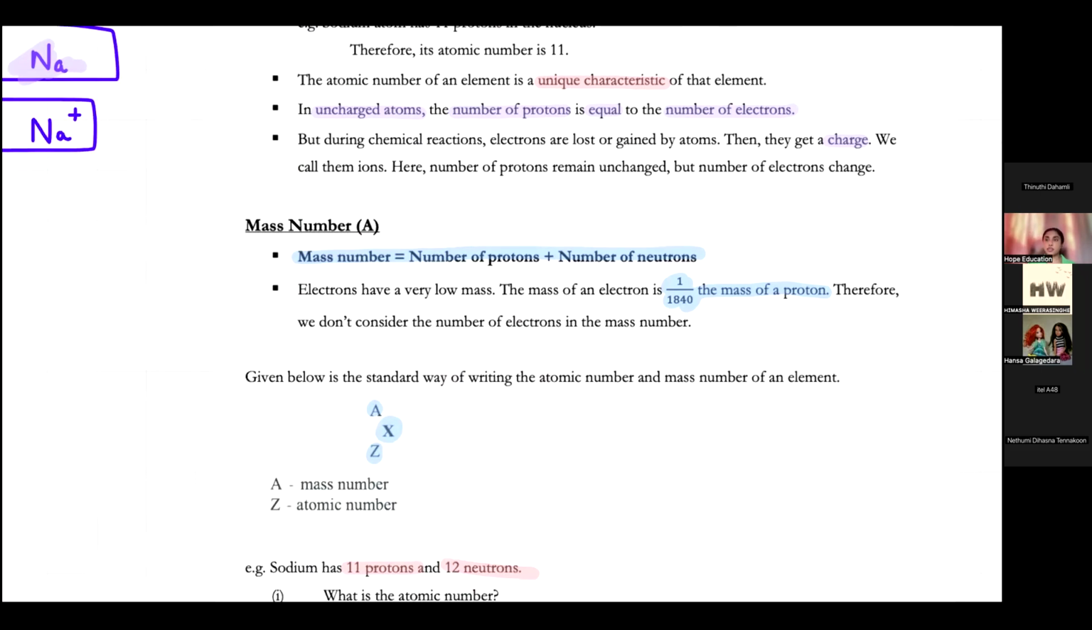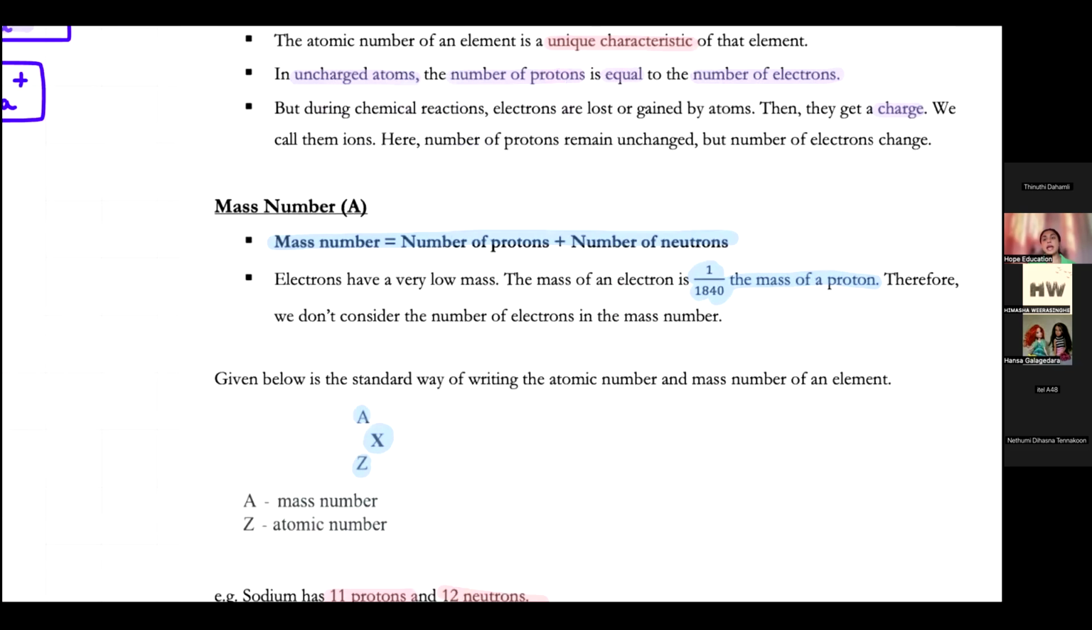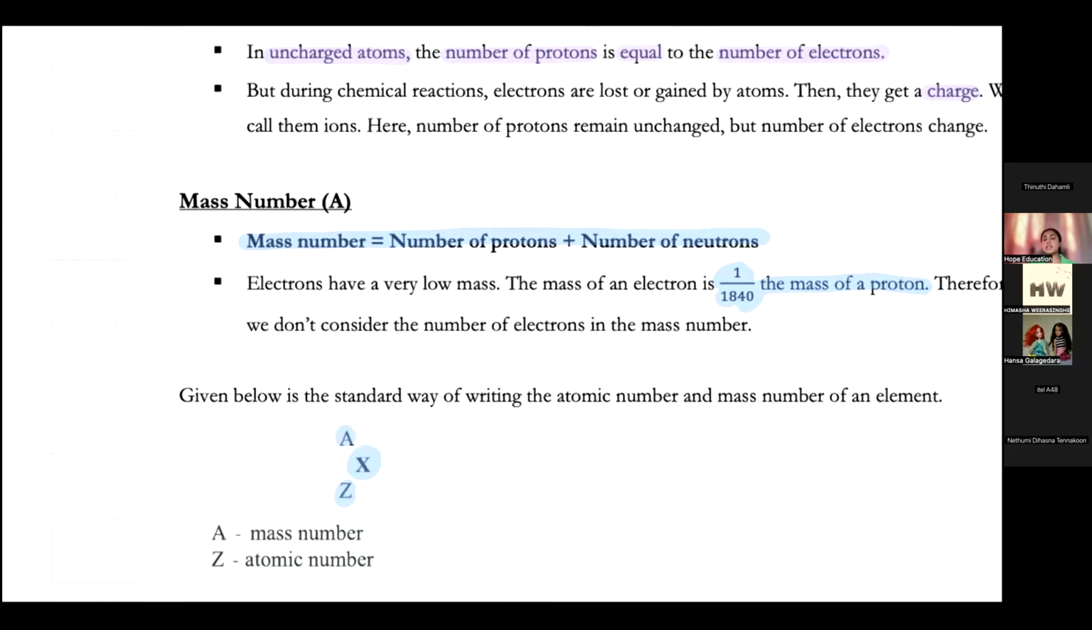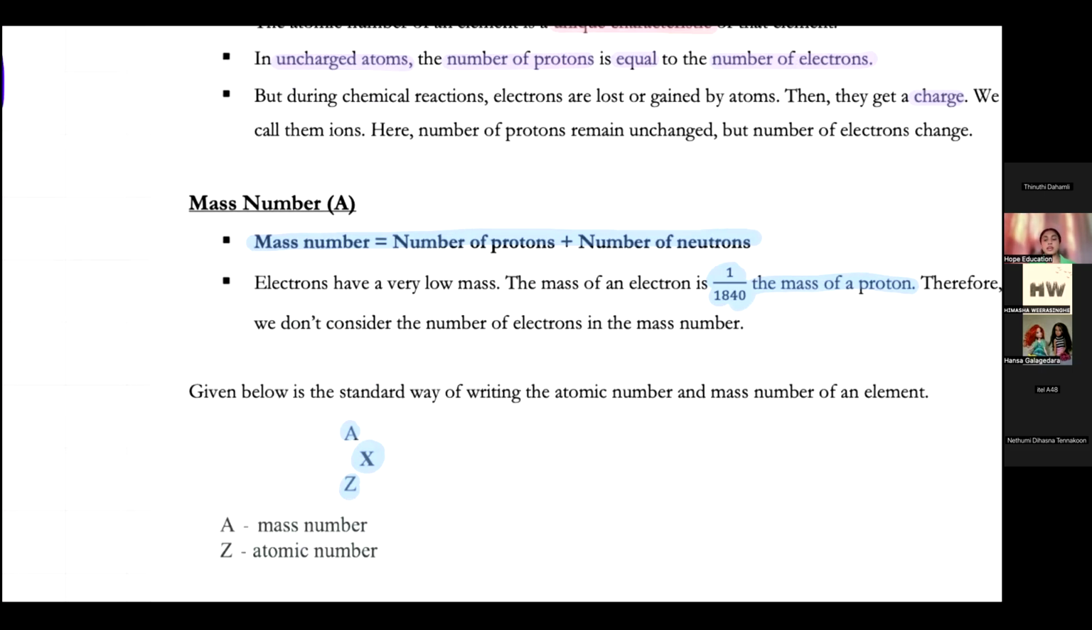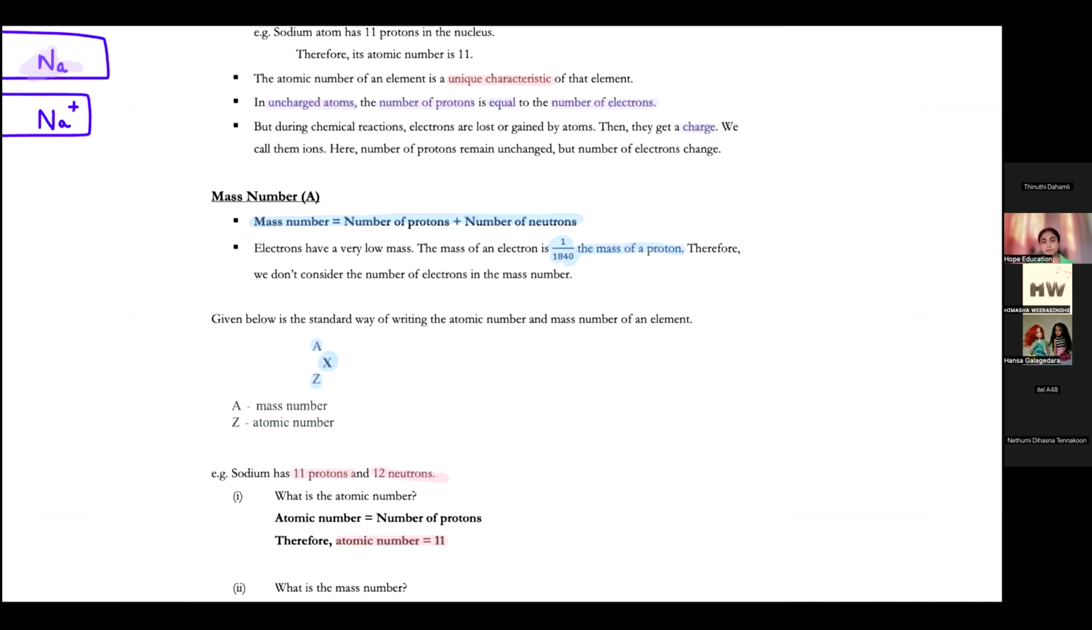If I do a question on that, it will become clear. In mass number, I said we don't take electrons, because electrons have a very low mass. So we are just adding the number of protons and neutrons. Let's do this. Let's do a question. I think after the question, it will be clear.